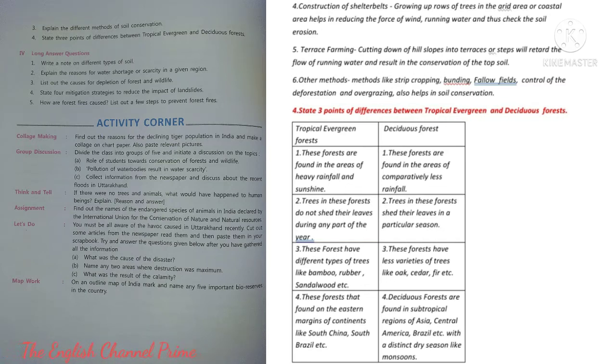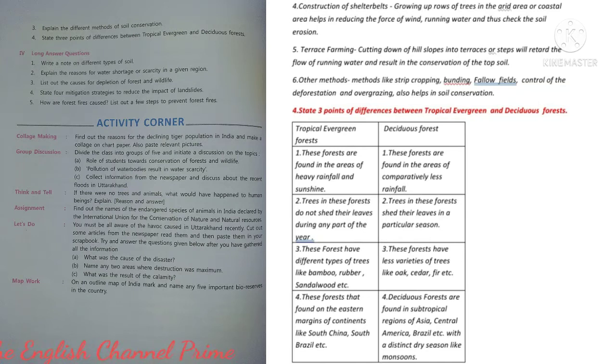Second point, trees in these forests do not shed their leaves during any part of the year. In the deciduous forest, trees in these forests shed their leaves in a particular season. Third point, these forests have different types of trees like the bamboos, the rubber, the sandalwood, etc. And under deciduous forest, you can write: these forests have fewer varieties of trees like the oak tree, the cedar tree, the fir tree, etc.